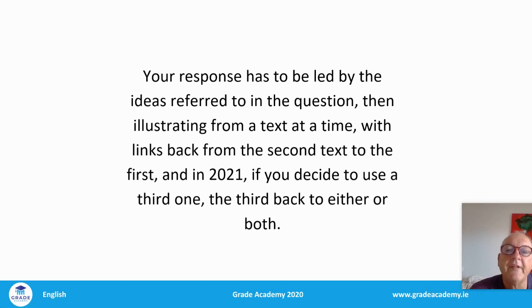So I'll read all that again because it takes a bit of repetition for you to get it. Your response has to be led by the ideas referred to in the question. Then illustrating from a text at a time with links back from the second text to the first, and in 2021, if you decide to use a third one, the third back to either or both. Now, technically speaking, you can manage the comparative in 2021 with two texts only. And if that is going to be your strategy throughout, well, then you will be perfectly placed to answer well in the exam. But if you have work done on a third text and you want to draw upon it, or because it's particularly suitable or appealing to you, even if you use it and other people in your class don't, well, that's fine too, because you've got to build your strengths and play to them.